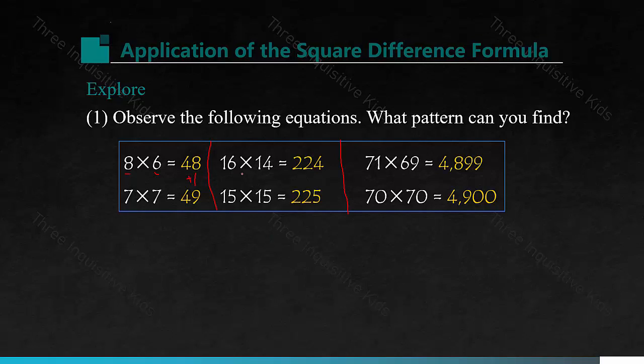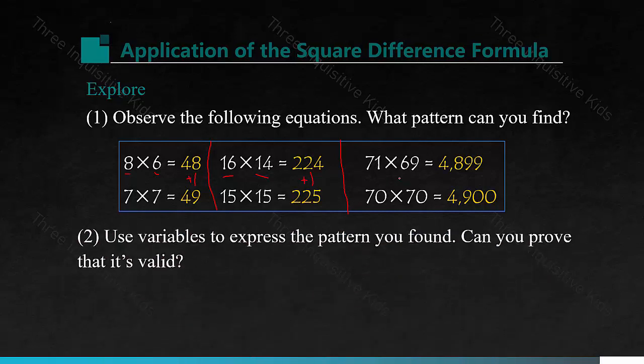And here it's the same thing. We find the number in between 16 and 14, which is 15. We multiplied 15 by itself to get 225. That's still always one more than 224. So what pattern can you find? Does this have anything to do with the square difference formula? So I want you to use variables and express the pattern you found in mathematical terms. Can you prove that it's valid in any situation?